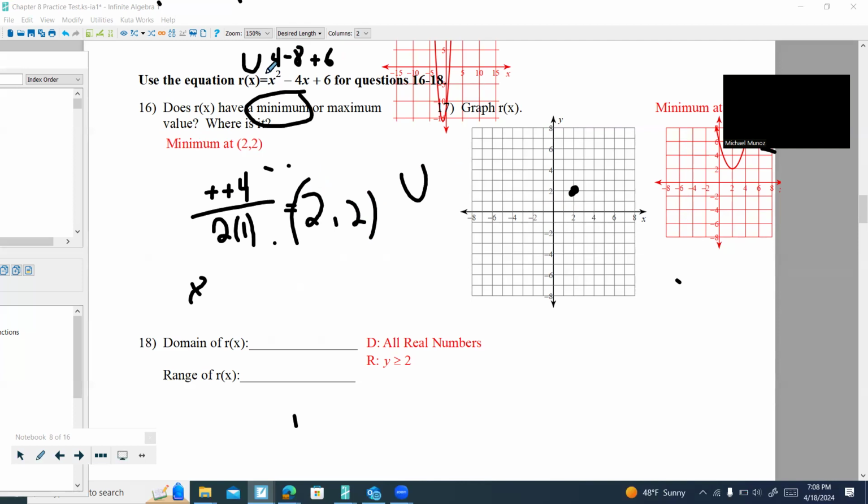This one's nice and easy because there's no number here, so that's just 1. So I can say 1 times 1 is 1. 2 times 2 is 4. So we're going to go up 1, 2, 3, 4. I'll do that on the other side. And so graphing on this one's really easy. Our domain, again, is all real numbers. And our range has to be greater than 2, so y is greater than or equal to 2.